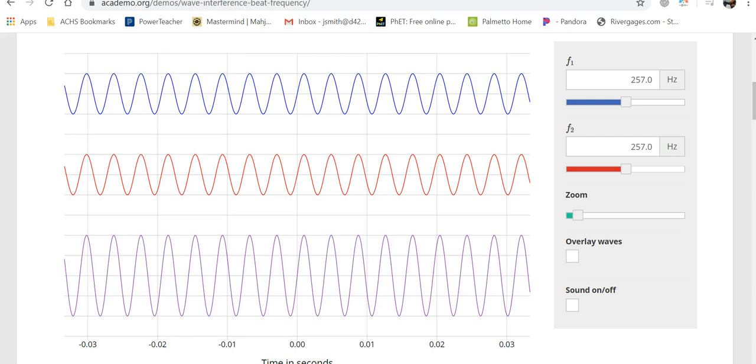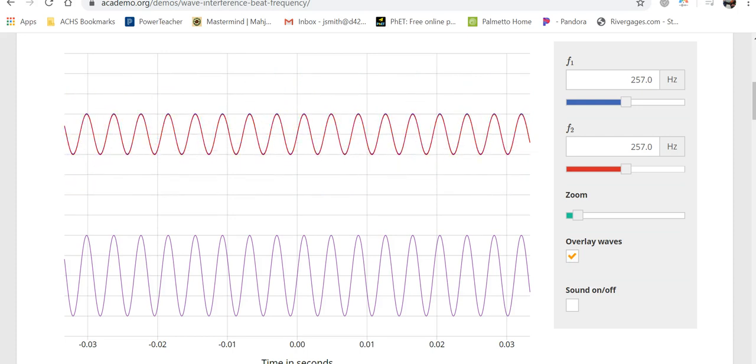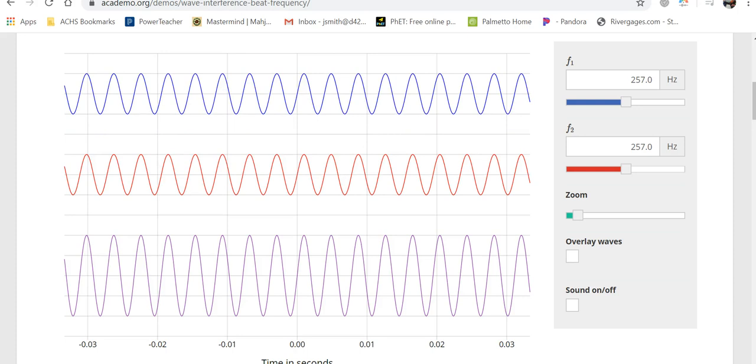If you look here in the middle, the blue one's at a crest at the same point. The red one's at a crest, and that adds up, and you get a really high crest. And then here we have a trough, and that gives you a really low trough. They add up, and when we overlay them, the two sit on each other just perfectly. When you hear that, you won't hear anything different. You just hear two tones that are 257.